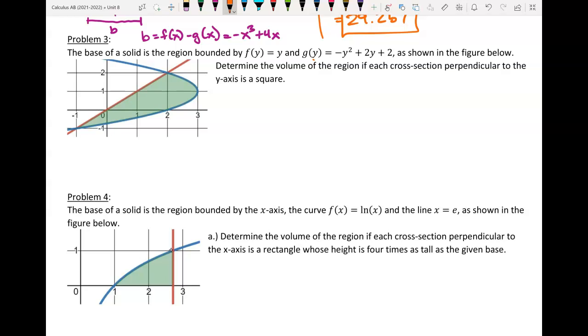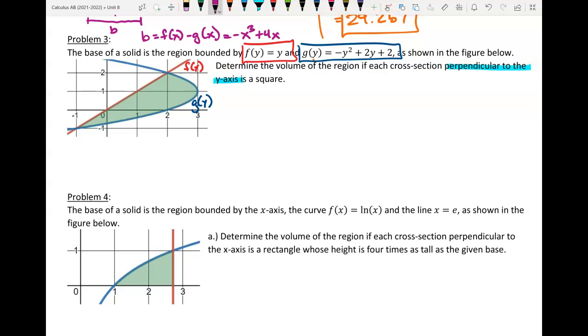All right, so hopefully it's pretty clear to see. This is our linear function here, so this is f of y. And then this is my quadratic function, g of y. Determine the volume of the region if each cross-section perpendicular to the y-axis is a square.